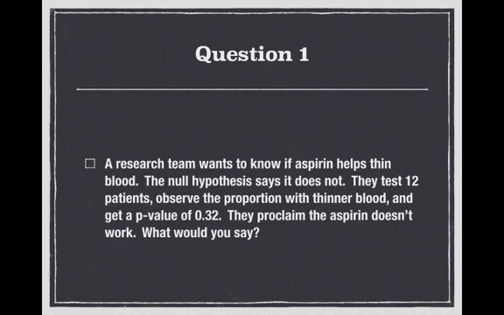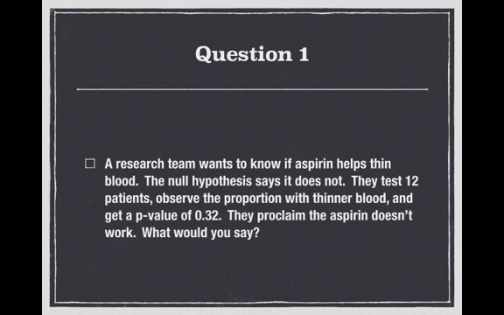Now, a couple of questions just to get you thinking about a p-value. And this is, before we even learn how to find it, just a couple things to get you thinking about it. Question number 1, a research team wants to know if aspirin helps thin the blood. The null hypothesis says it does not. So up front, someone's made the claim that aspirin does not help thin the blood. They test 12 patients and they observe the proportion with thinner blood and get a p-value of 0.32. They proclaim that the aspirin doesn't work.